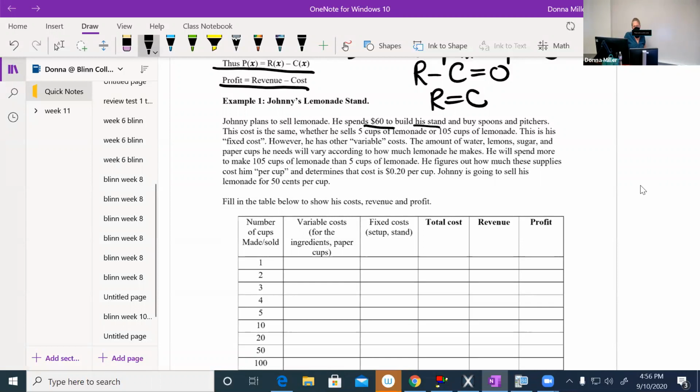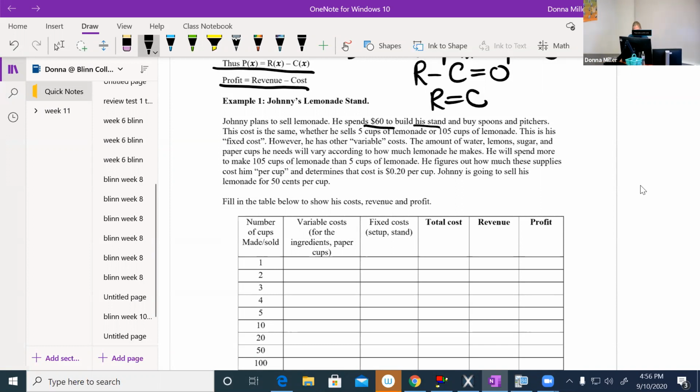Cost, profit, or revenue? Cost, right? Is it fixed or variable? It's fixed, right? It's going to cost me $60 no matter how many glasses of lemonade he sells. So the cost is the same. They're telling you that's fixed.